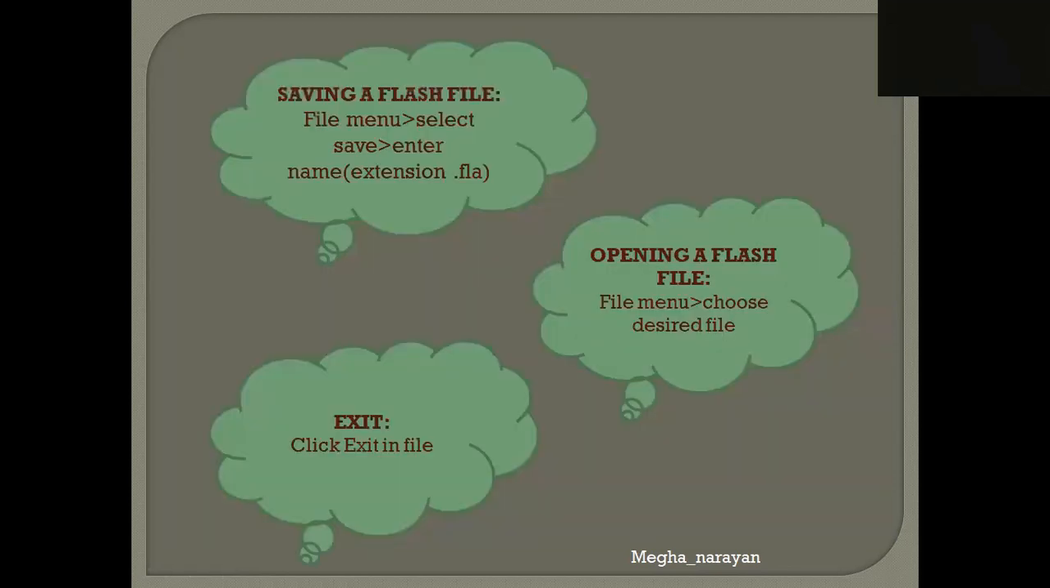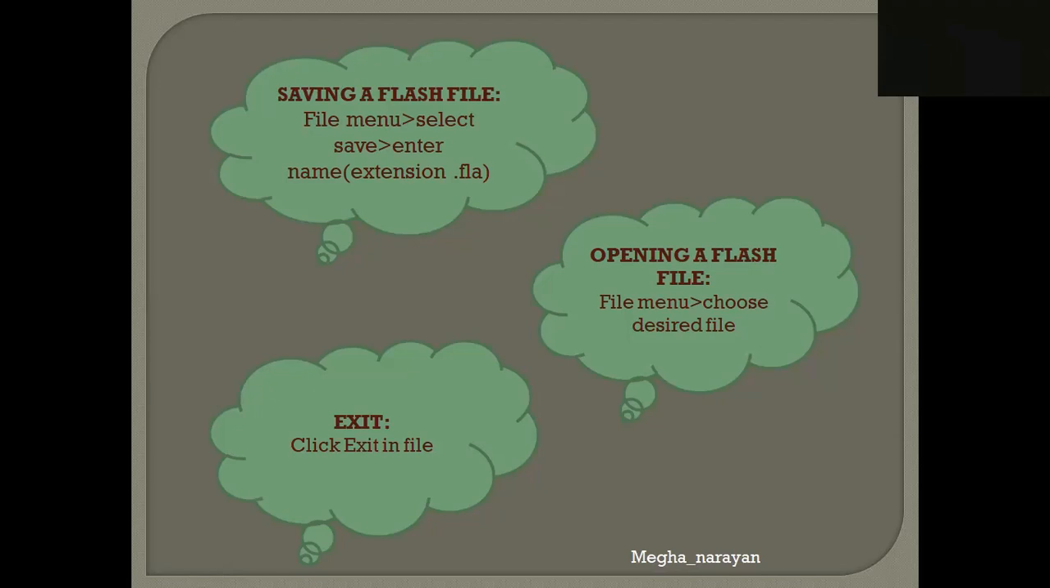Let's move further. Here come three things. First one, how to save. In order to save a Flash file, these are the options written. Simply click on the File menu, select the Save option, and then enter the name of your file followed by the extension .fla.